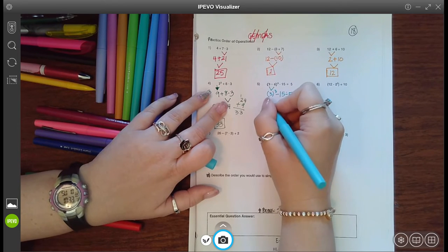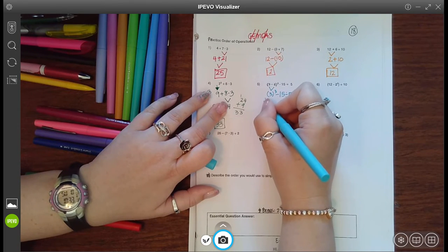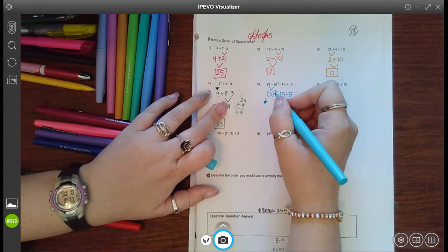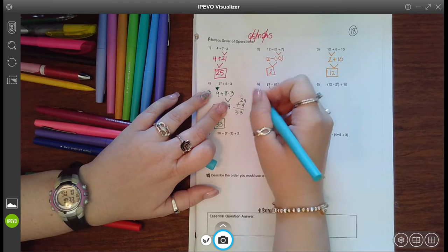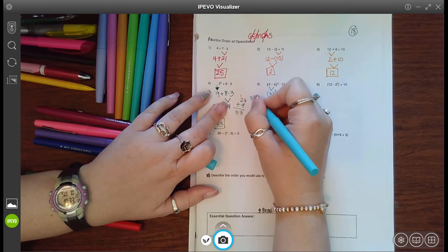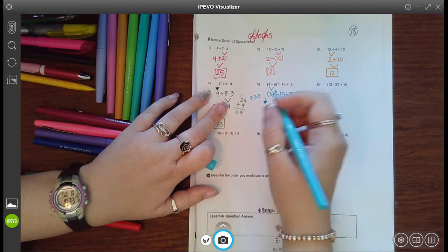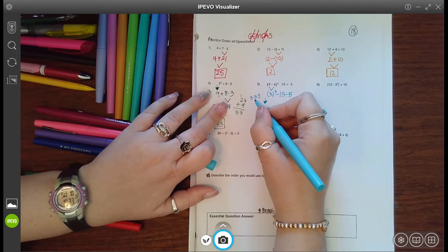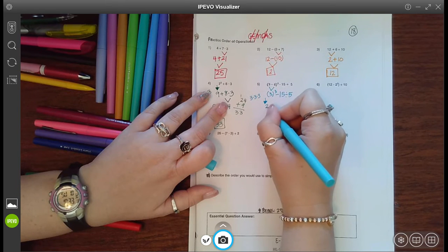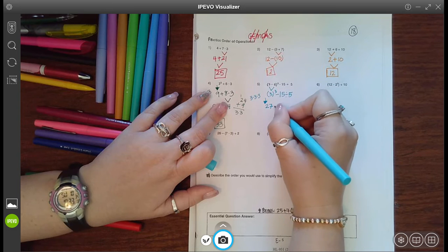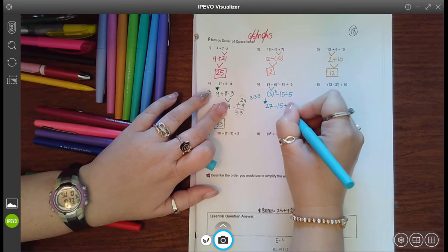Now we move on to exponents. Do we see any exponents? Yes, this 3 cubed. Cubed is a special name for anything to the third power. So this is saying 3 times itself 3 times, because the exponent tells me how many times to multiply that base times itself. So 3 times 3 is 9. 9 times 3 is 27. So that 3 cubed simplified to 27. Now let's bring those other numbers down.